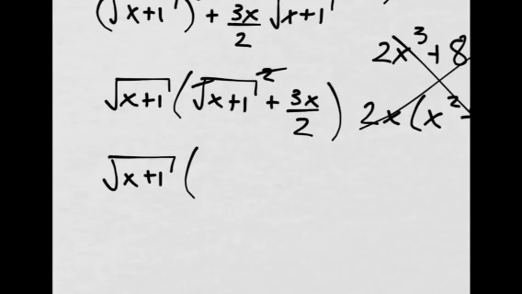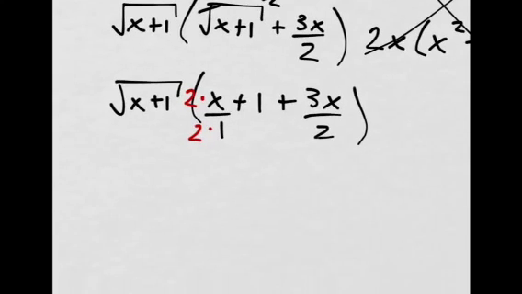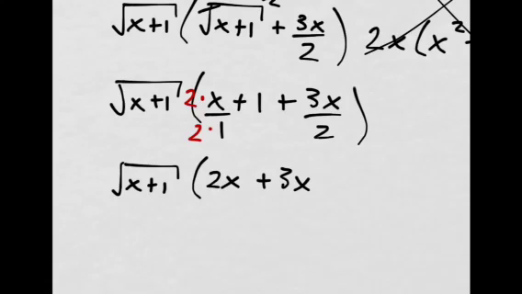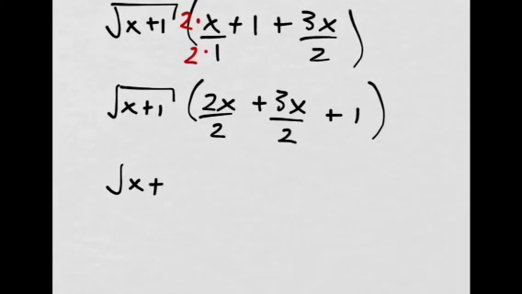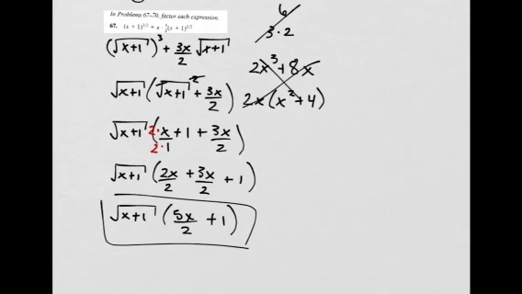Here, the square root and the square cancel out, so I get x plus 1 plus 3x over 2. This is like over 1. I can get a common denominator. So then I have 2x plus 3x plus 1. So I get this. Sweet. Done.